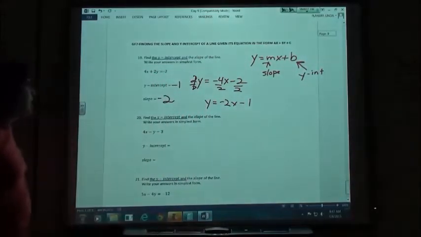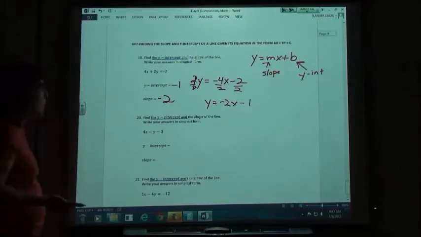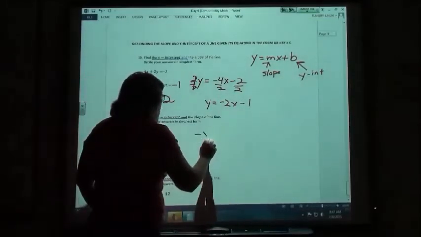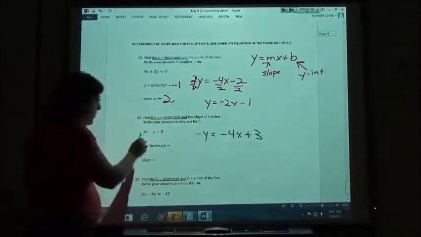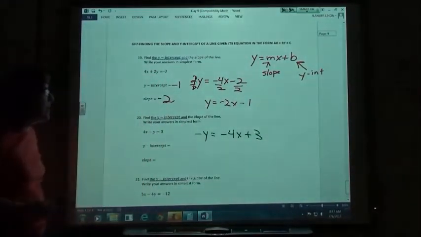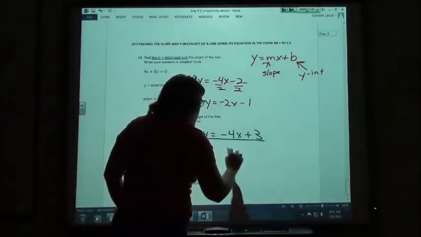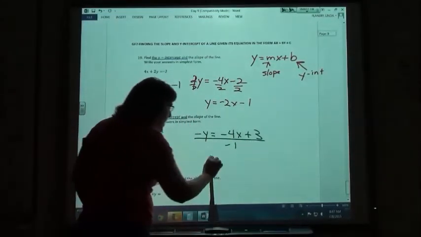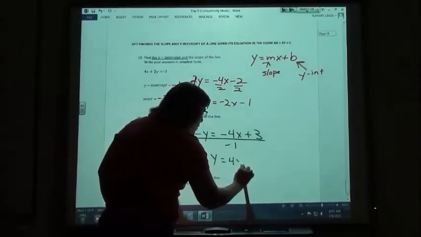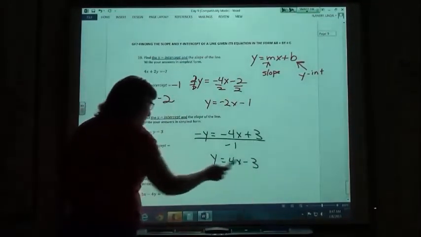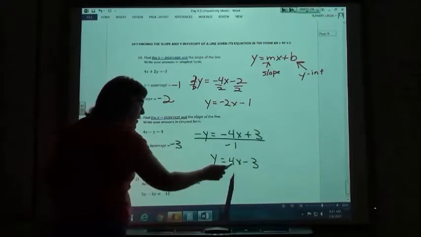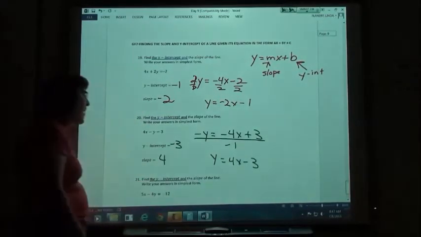So on number 20, if I want to solve that one for y, negative y is going to equal a negative 4x plus 3. Moving my 4x to the other side made it negative. Dividing everything by negative 1 is just going to change my signs. So y equals 4x minus 3. My y-intercept, the minus 3 on the end. My slope, the 4 that's in front of my x.